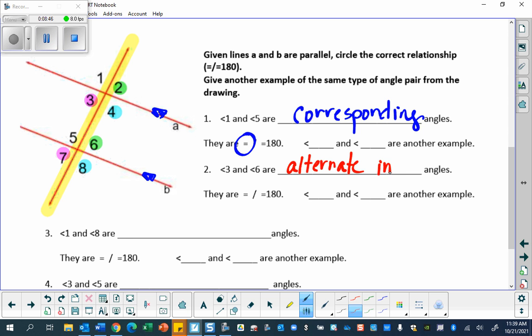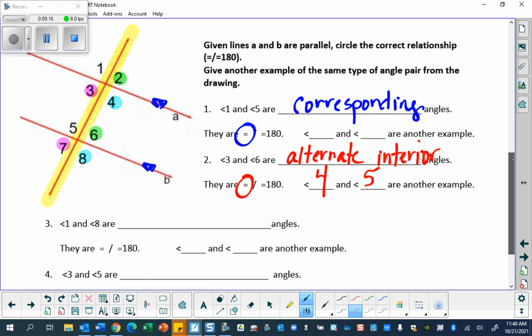They are all our alternate interior angles. The relationship between alternate interior angles is that they have equal measures. They are going to have equal measures. Another example of alternate interior angles are angles 4 and 5. And that's your only other choice. You only have one option.